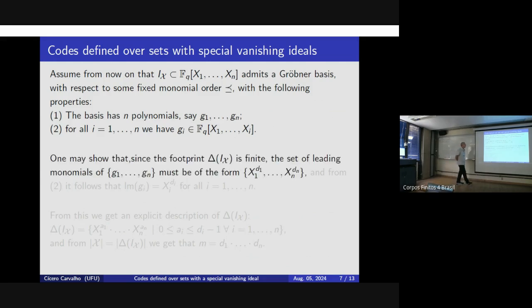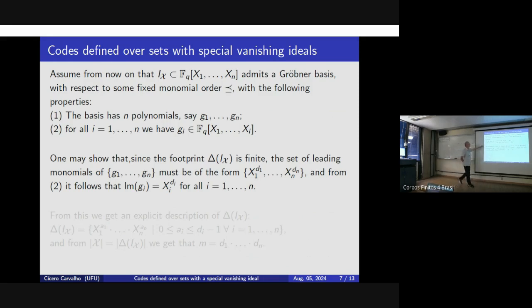One may show that since the footprint is finite, the leading monomials of G1 to Gn must be of that form. This is something very easy if you have some experience with footprints. So the footprint, if it's finite, must contain powers of all the variables. And from this condition, it follows that the leading monomial of Gi is xi to di.